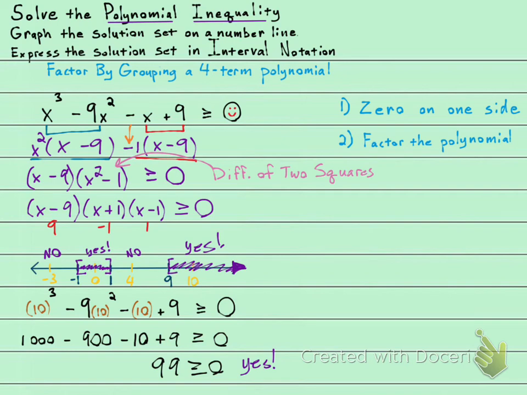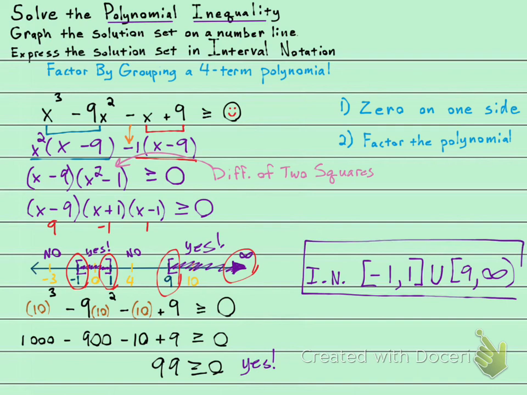When I go to interval notation, if my graph is good, I'm going to have everything from -1 to 1 in union with everything from 9 to infinity. All right, I'll put it over here. Interval notation. So it's everything from -1 to 1, bracket, bracket, in union with everything from 9 to infinity, including the 9, including the 1, and including the -1.